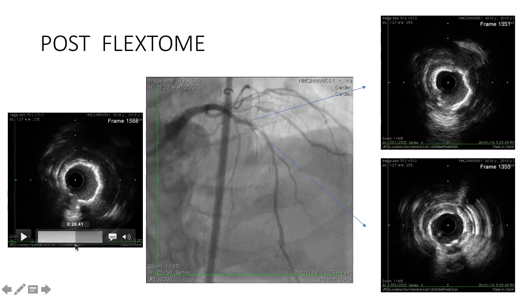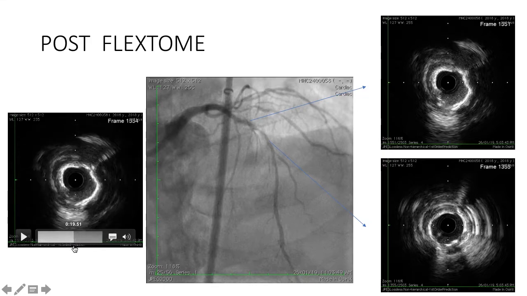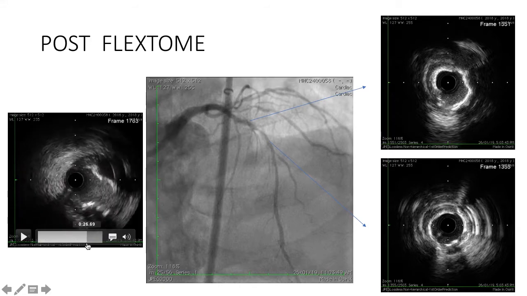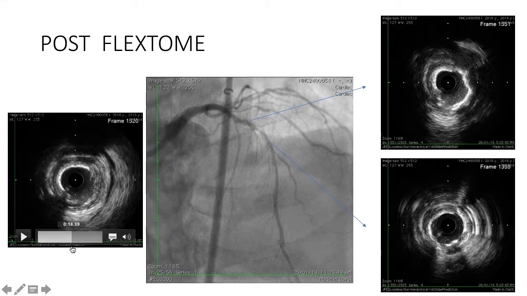You can see here there is a clear cut in the calcium, and also you can see here, this is the most important site of calcium. You can see a cut here as well as here. So there is a significant block modification with good ruptures within the calcium. So then I went ahead with a 3x32 Promus stent.